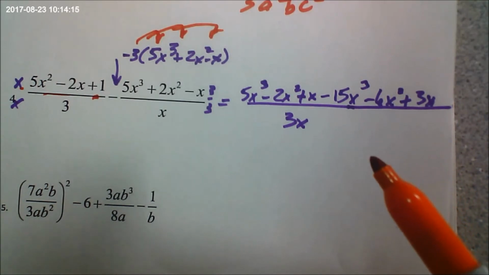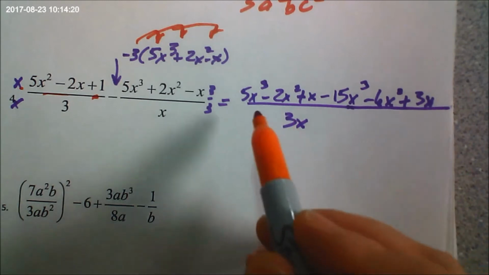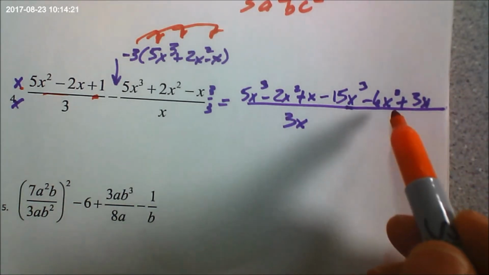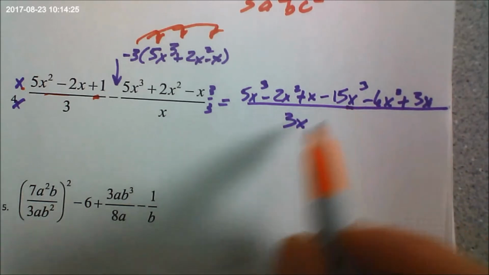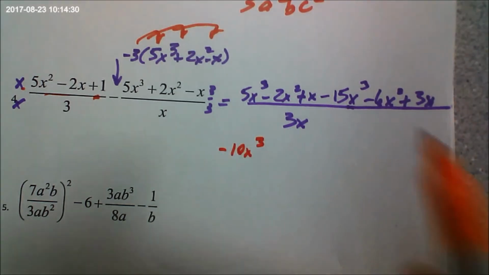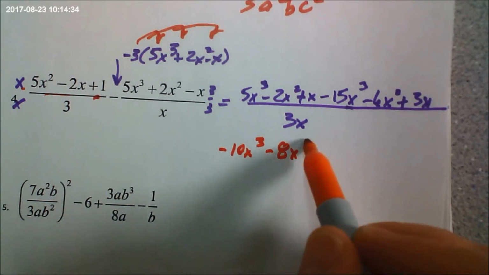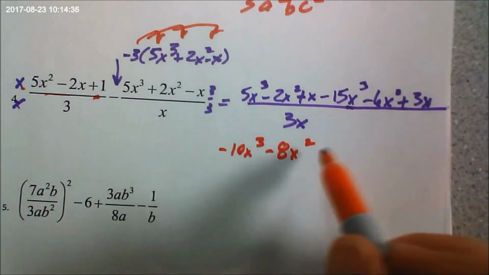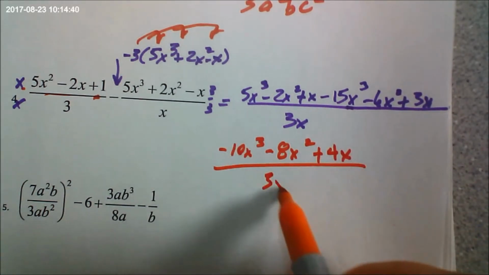Like terms, we make that seem way more complicated. It's really the apples and oranges. X cubed and x squared are not the same. X cubed and x cubed are. So that's 5 and negative 15, so that's negative 10. And this is negative 2 and negative 6, that's negative 8. That's 1 and 3. I believe 1 plus 3 is 4. All over 3x.